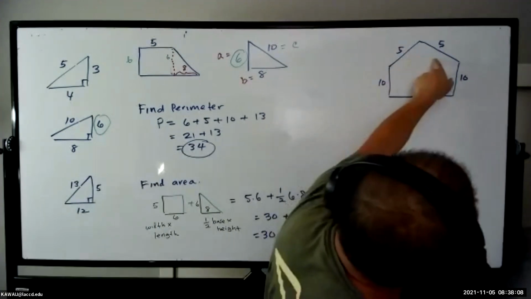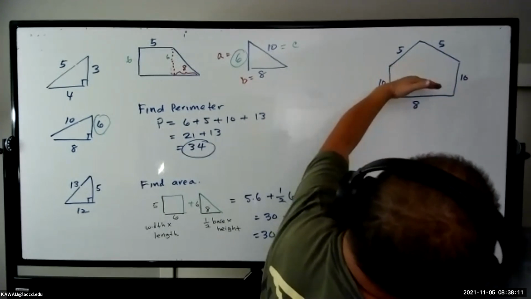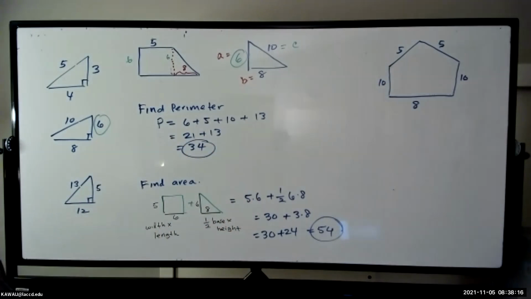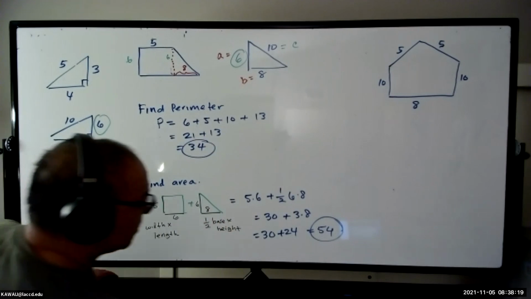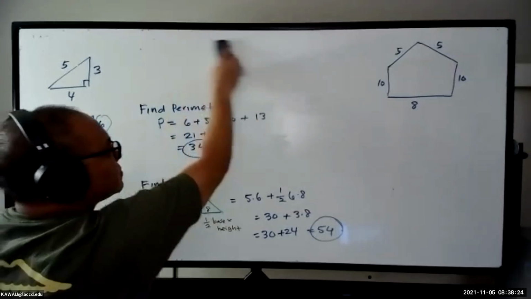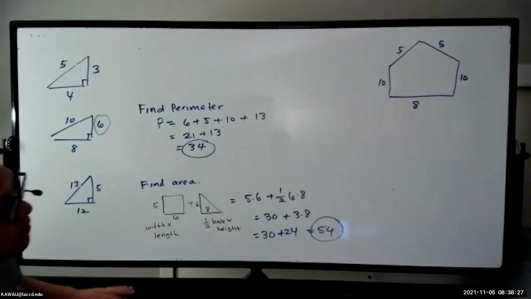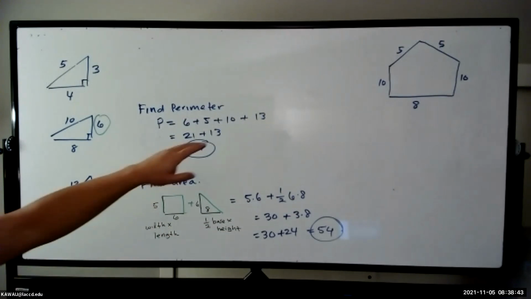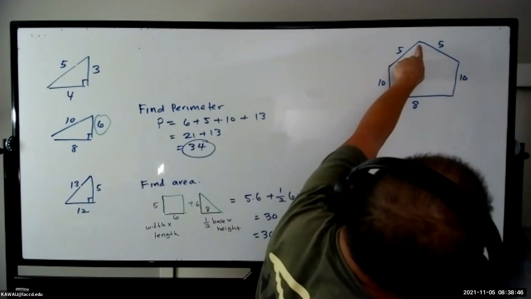Okay, so this is basically a big triangle on top of a rectangle. Let me give you a few minutes to try it. And then see if you can see the right triangle. Right? That 5, 5 is not a right triangle. Okay. This is not a right angle.